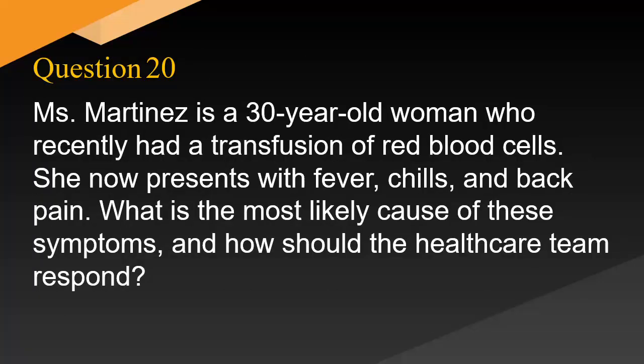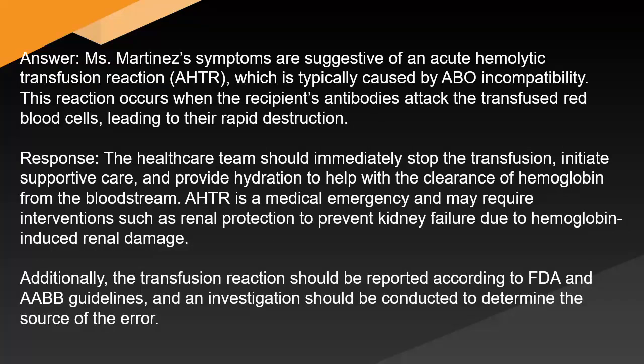Ms. Martinez is a 30-year-old woman who recently had a transfusion of red blood cells. She now presents with fever, chills, and back pain. What is the most likely cause of these symptoms, and how should the healthcare team respond? Answer: Ms. Martinez's symptoms are suggestive of an acute hemolytic transfusion reaction (AHTR), which is typically caused by ABO incompatibility. This reaction occurs when the recipient's antibodies attack the transfused red blood cells, leading to their rapid destruction.